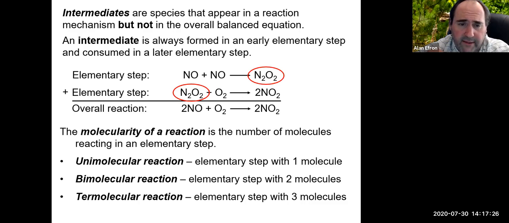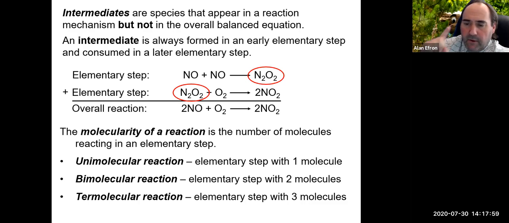So one thing that is also very different in terms of what we were talking about at the beginning of this chapter and what we are going to be talking about here with mechanisms is the idea of rate laws. Now, if you remember, when we write the rate law for a normal situation, not talking about mechanisms, we do not use the coefficients as the exponents.